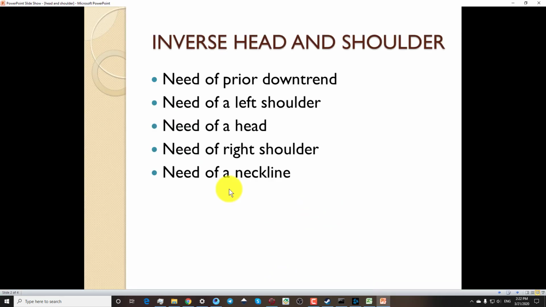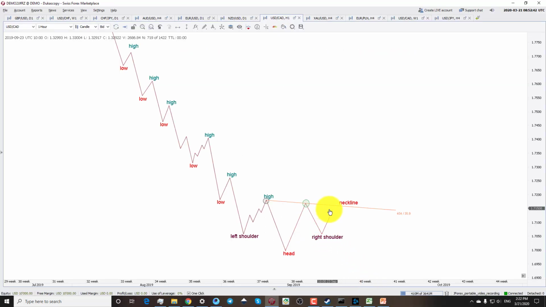Then what else is required for the pattern to confirm? We need a break of neckline. Now the high from the right shoulder should be able to break higher. Okay, if it breaks higher, then only this pattern is confirmed. Otherwise this pattern is not confirmed.